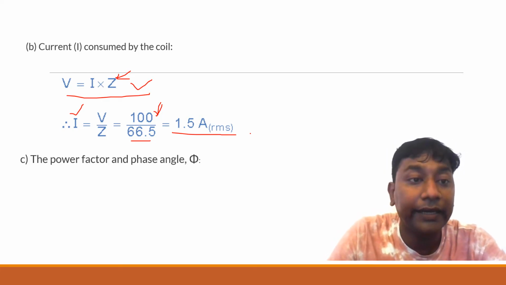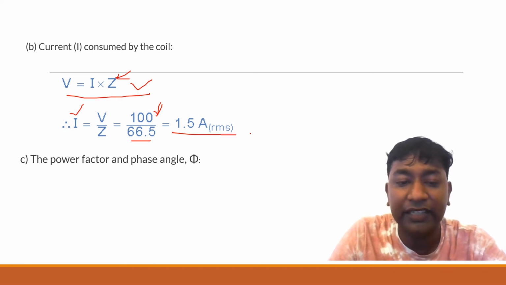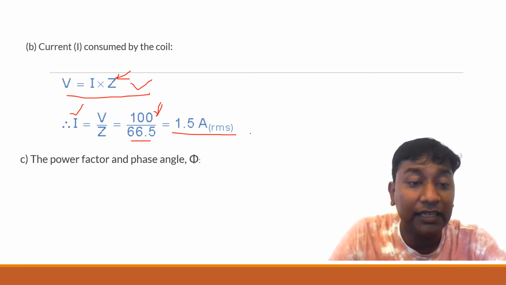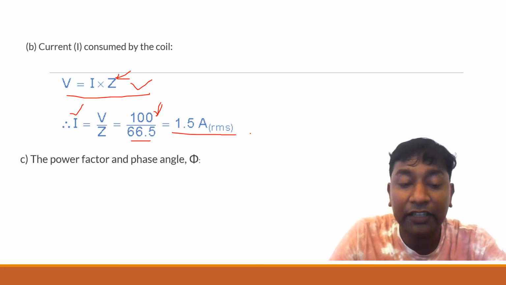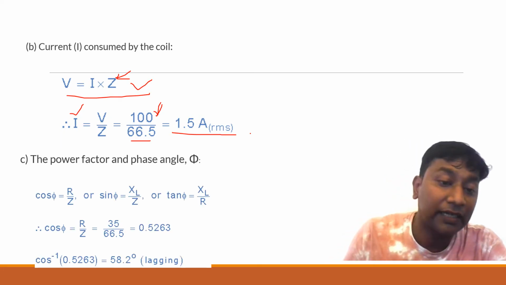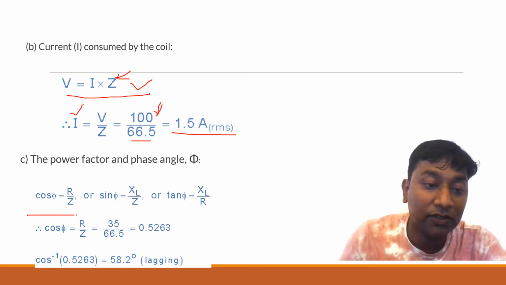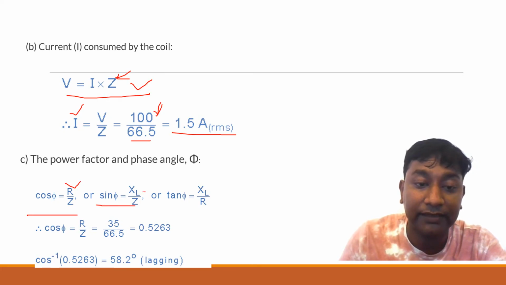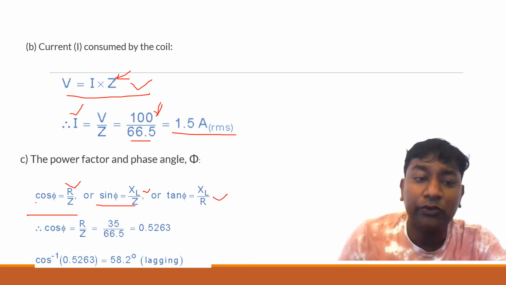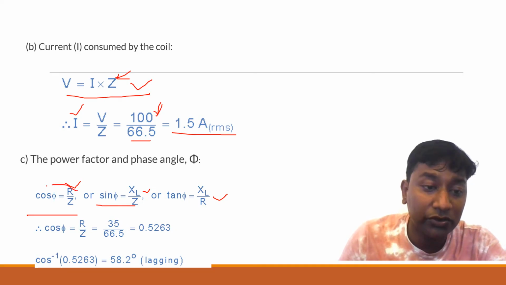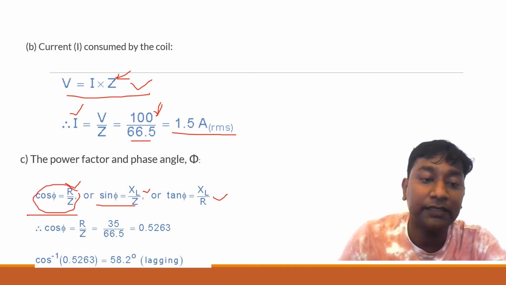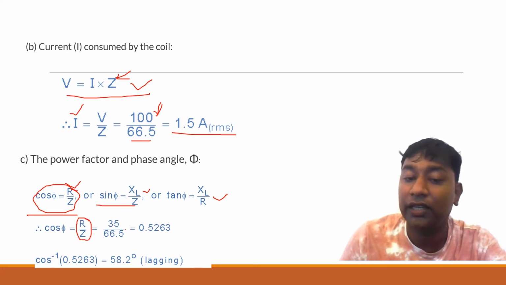Okay. Now we'll see the next term, the power factor and phase angle. That is phi. So power factor and phase angle we should calculate. Okay. So power factor, we know cos phi equals power factor. Either we can calculate cos phi equals resistance divided by impedance, or sin phi equals XL by Z, or tan phi equals XL by R. So these are the three. We can choose any one. So we are choosing this one, cos phi equals R by Z. Okay, because the R value we know and the Z value we already calculated.